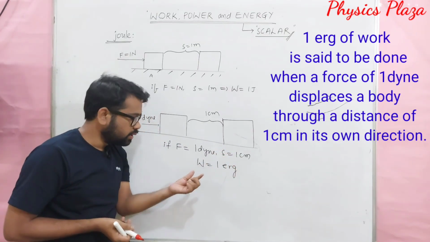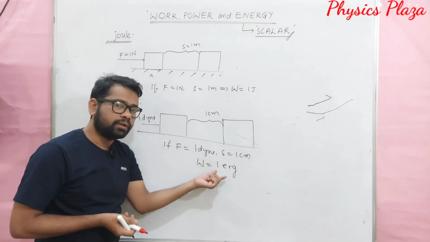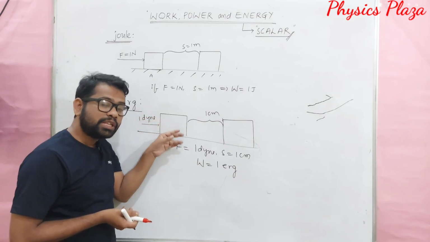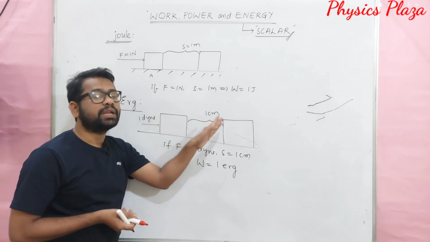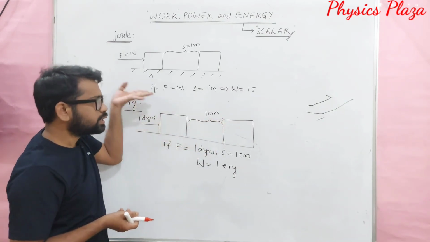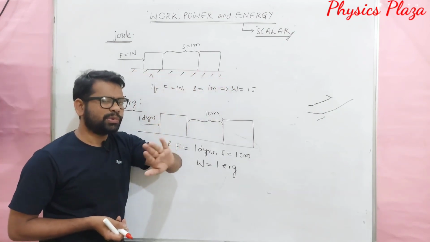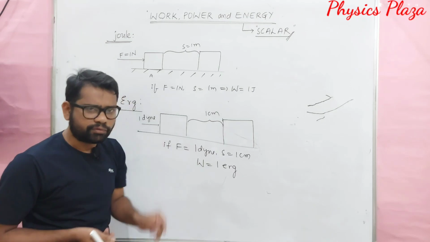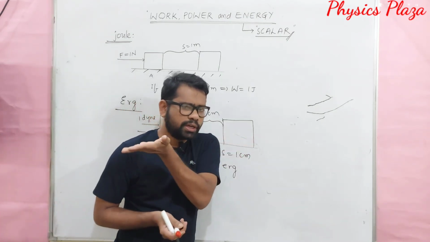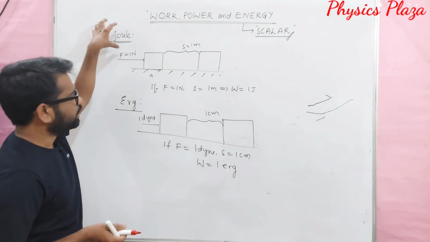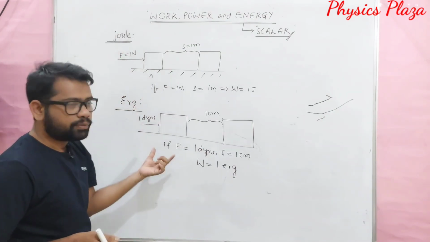Children, I repeat once. Work is said to be done 1 erg when one dyne force acting on the body displaces the body through 1 centimeter distance. As it is a straight line motion, I am using displacement and distance in a similar manner. Don't get confused. In one dimensional motion, displacement and distance are both the same. So children, this is how we can define joule and erg.